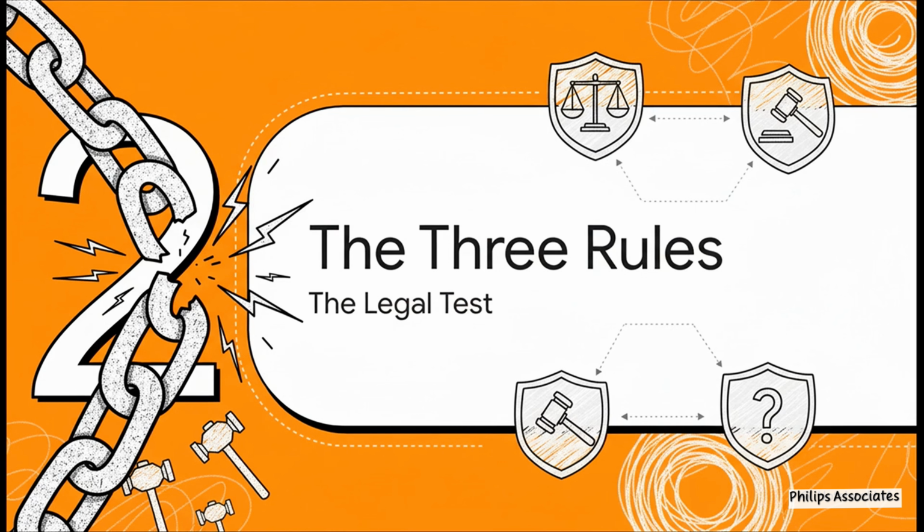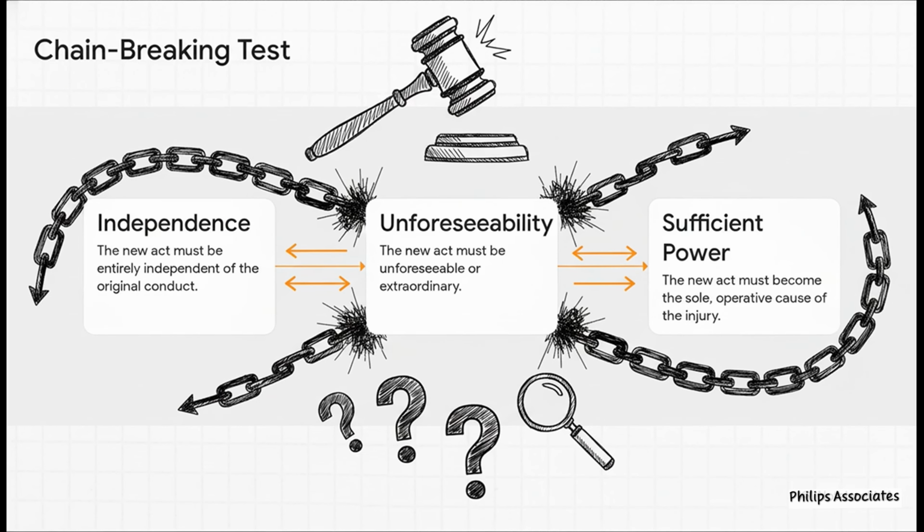Okay, on to the heart of it, the 3 chain-breaking rules. This is the actual test the courts use to see if we have a true Novus Actus Interveniens. So here they are, the big 3. For an event to be a real chain breaker, it has to be 1. Independent, 2. Unforeseeable, and 3. Powerful enough to become the main cause. These 3 things work together. Let's dig into what each one really means.